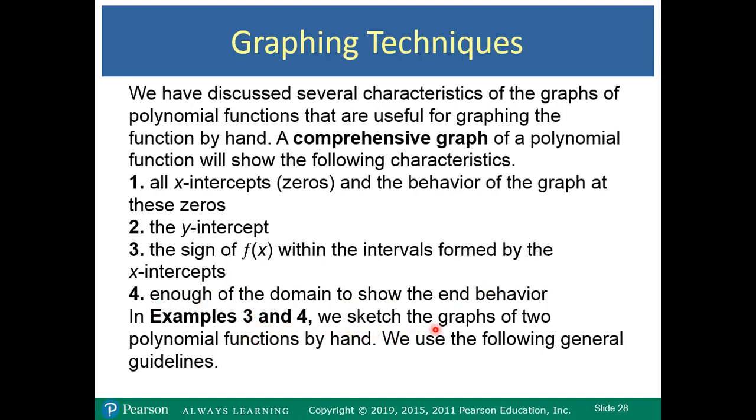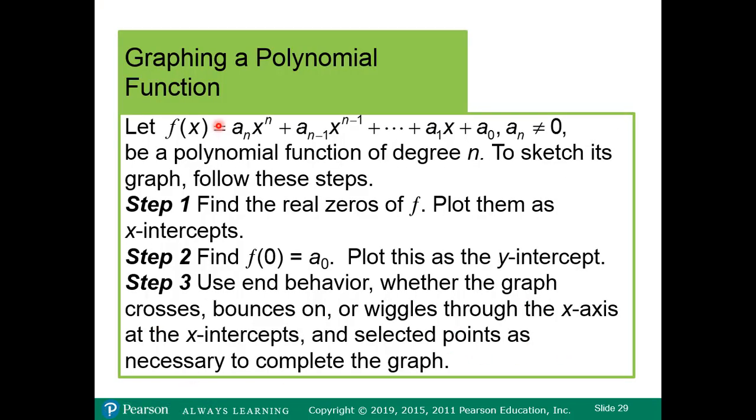So we sketch the graphs of two polynomial functions by hand. We use the following general guidelines. Let f of x be a polynomial function where the leading coefficient is not 0 and has degree n. To sketch its graph, you're going to find all the zeros of f. That's step number 1. Find all the zeros of f.